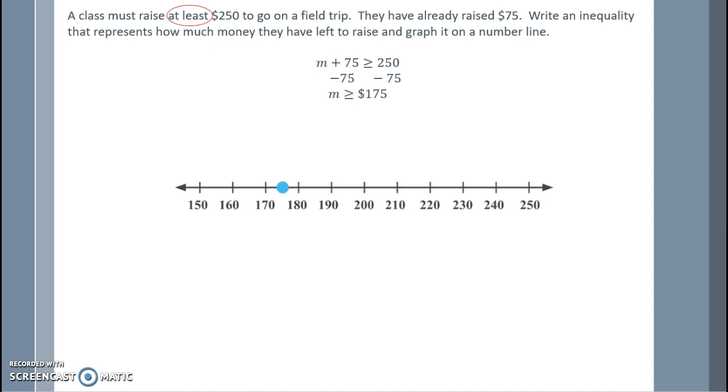Notice on our number line at 175, our dot is enclosed, or it's circled and filled in, because it's greater than or equal to. So anytime we have the equal to piece of our inequality, it needs to be a closed dot. Then we need to determine which way our arrow needs to go. I need values that are bigger than 175. So our arrow needs to go to the right-hand side.